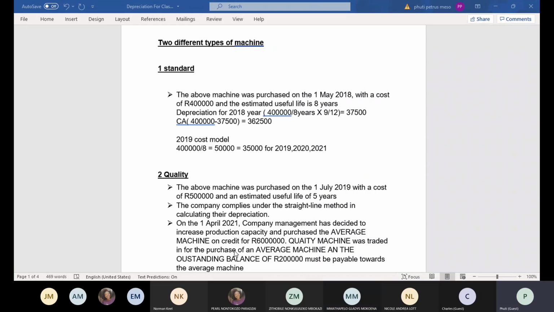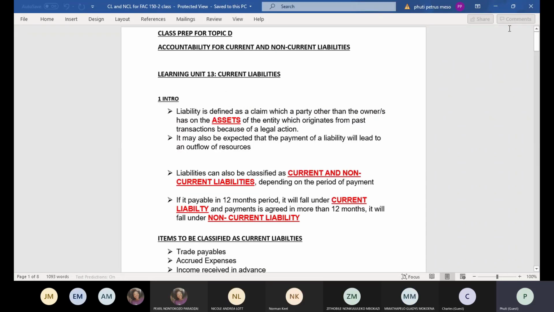All right, we've got about 30 minutes remaining. I just want to move on to the theoretical part of our last segment, the current liabilities and non-current liabilities. In the next segment, we're looking at the accountability of the current and the non-current liabilities. I hope you can all see that. It's Learning Unit 13, starting things off with your current liabilities.